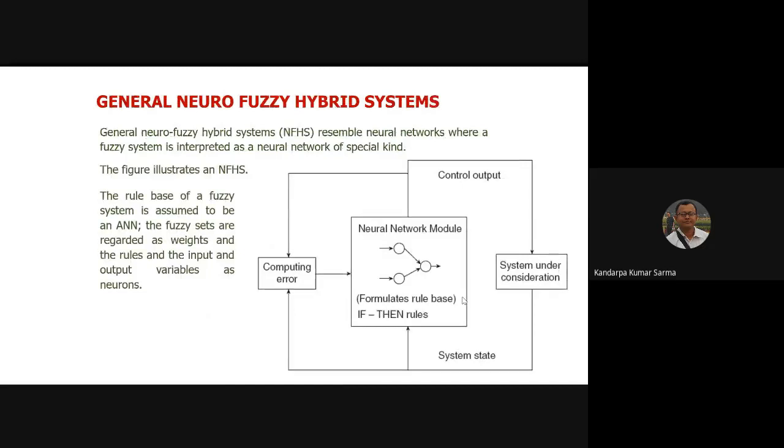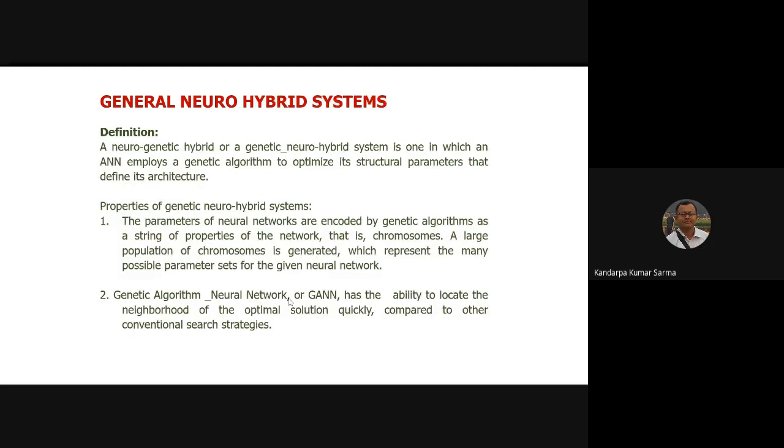Then the general neuro-fuzzy hybrid system will look like this. There will be a computation distortion generated in this block, which will be linked with a neural network block that will be based on a configuration to deal with the if-then rules. So it will generate a control function. So this particular control function will be driving a system under consideration. A response will come from this particular system that will drive the neural network module and shall be responsible for generating the computing error. Then we come to the general neuro hybrid systems.